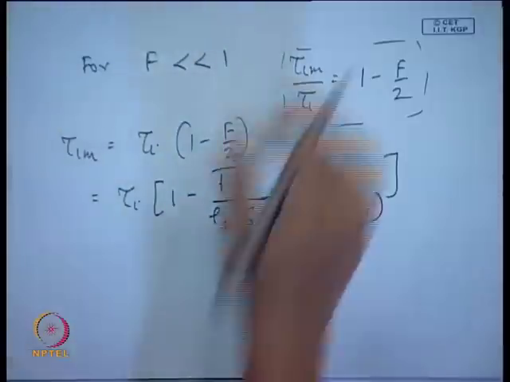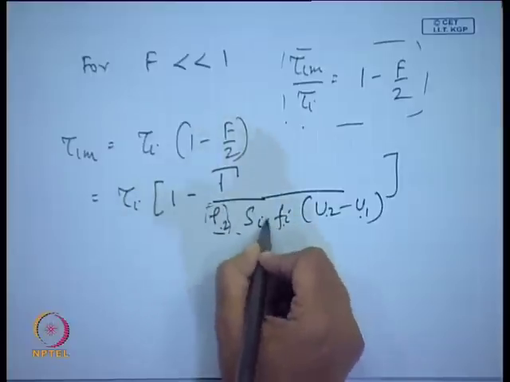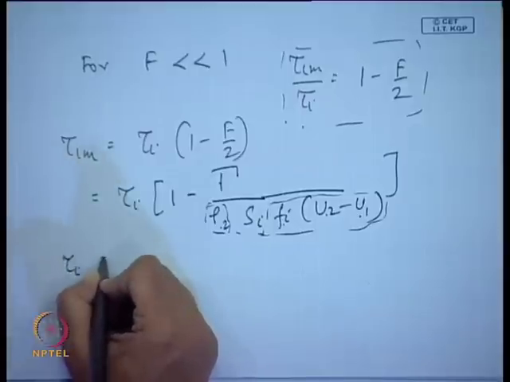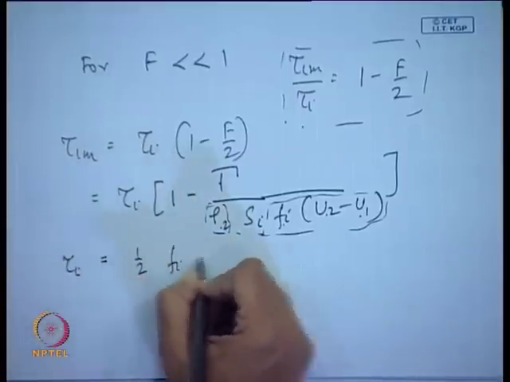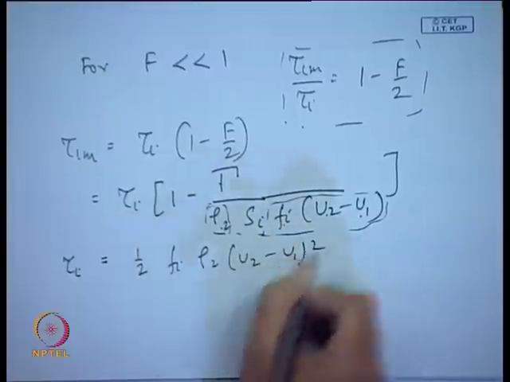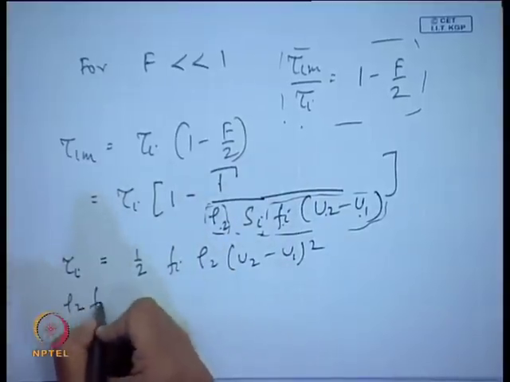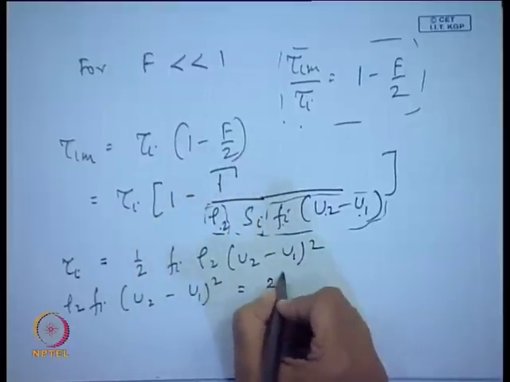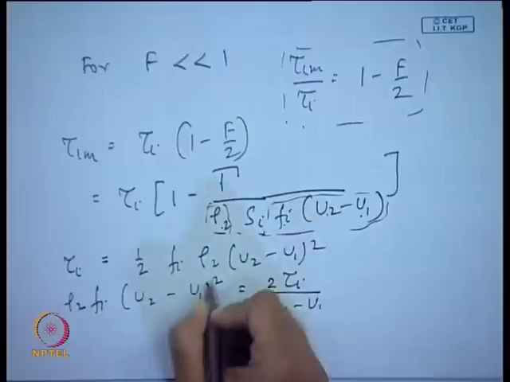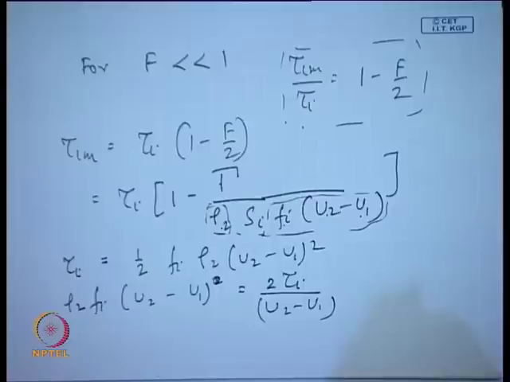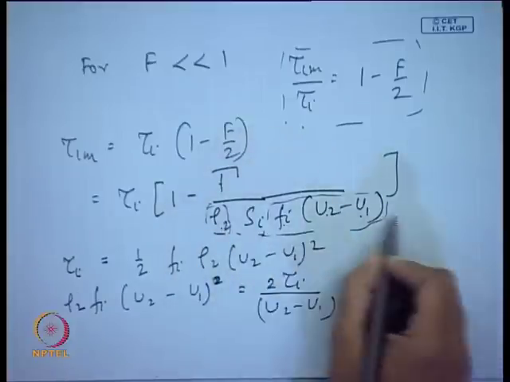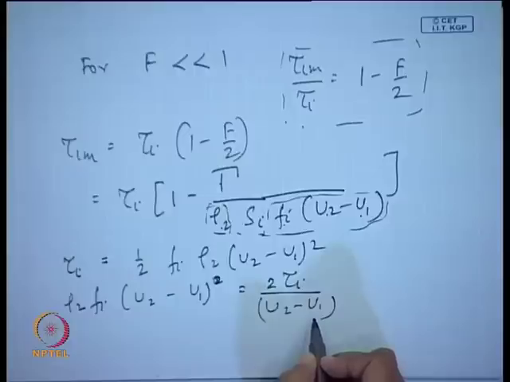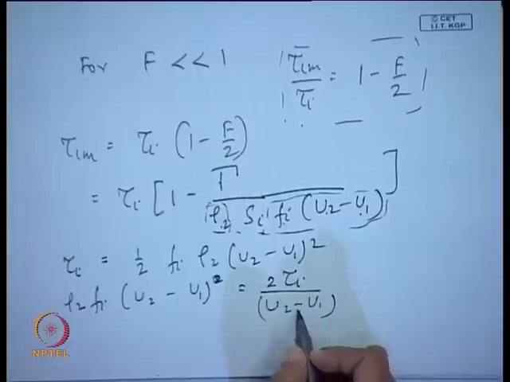So, therefore, what can I do if I consider this rho 2 F I into u 2 minus u 1? We had already defined tau I as half F I rho 2 into u 2 minus u 1 whole square. So, this part becomes 2 tau I by u 2 minus u 1. Yes or no? So, instead of this particular term, I can substitute it with 2 tau I by u 2 minus u 1. Can I do this? Agreed? So, therefore, what do I get?